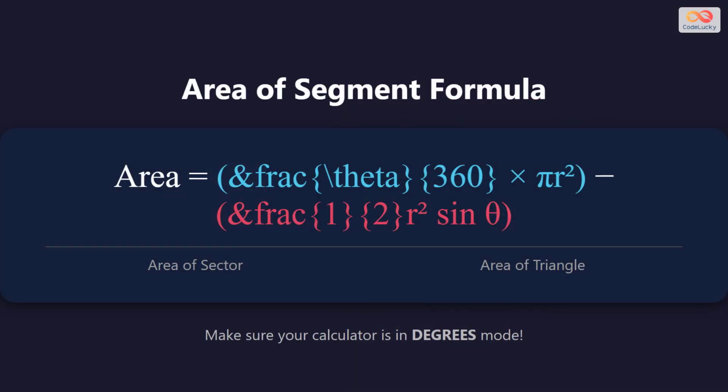Putting it all together, we get this master formula. The first part calculates the full slice, and the second part subtracts the triangle. Make sure your calculator is set to degrees mode if your angle is given in degrees.